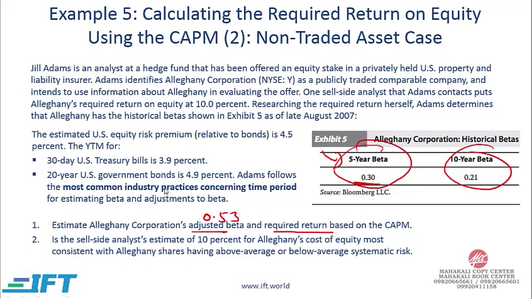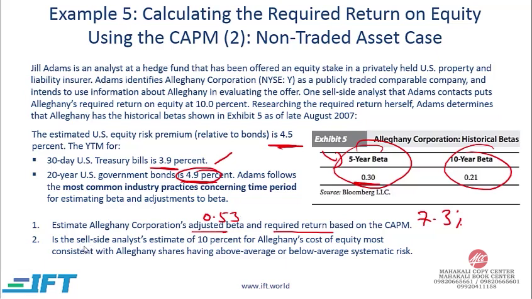Why do you do that? You have a choice between 3.9 and 4.9. Do you use the short-term T-bill or the long-term government bond? You use the longer-term rate. So when you use 4.9, and what is the equity risk premium? We are using 4.5. What you should get here is approximately 7.3%.